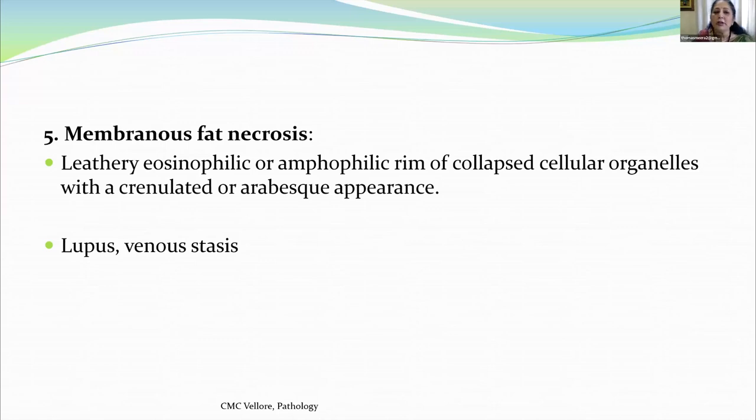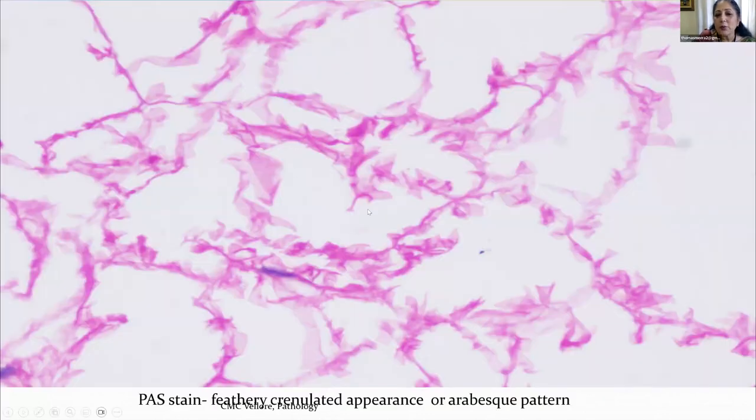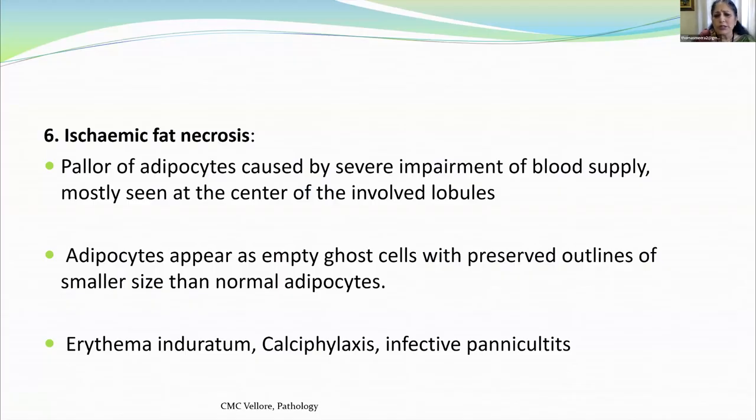Then you have an entity called membranous fat necrosis, seen in lupus or venous stasis, where there's cystic dilatation of the fats, the adipocytes, and each adipocyte is thrown into a feather, has a feathery appearance, like this. It's called an arabesque pattern or a crenulated appearance of the fat cells, which is called membranous fat necrosis, usually seen in lipomembranous change, can be seen in lupus, venous stasis. There are a whole host of conditions which can have lipomembranous change.